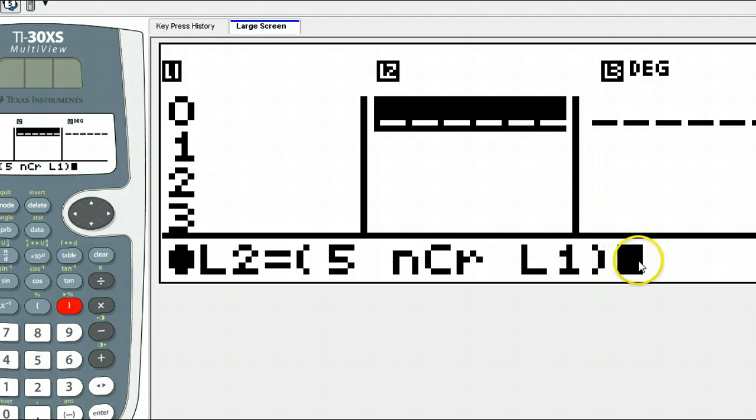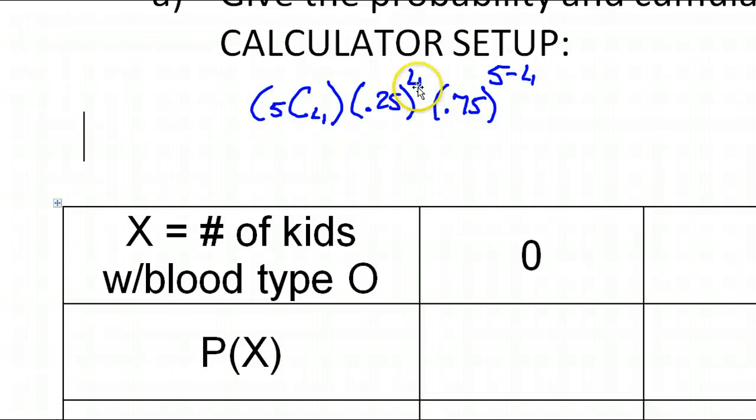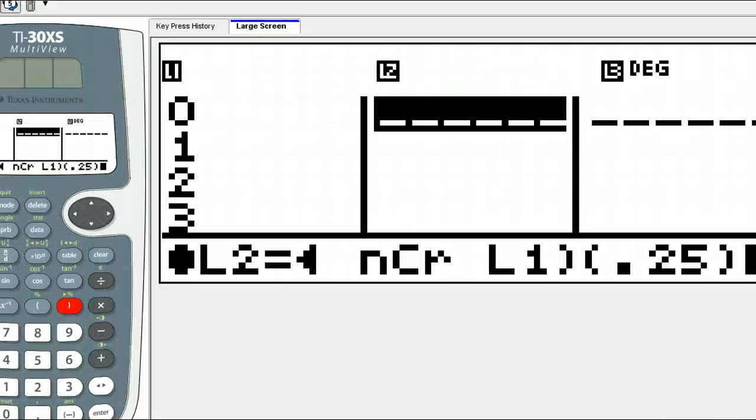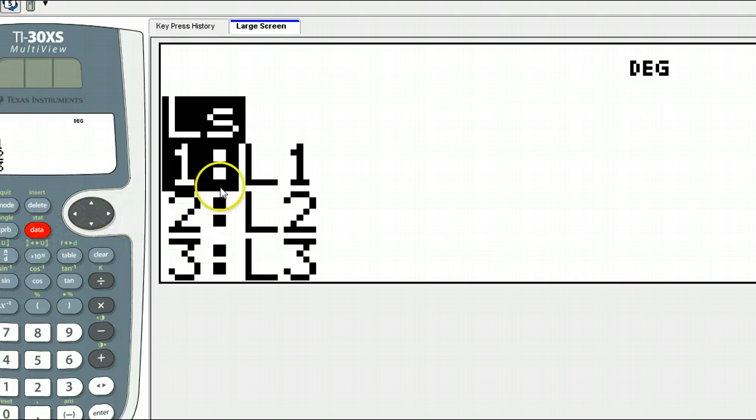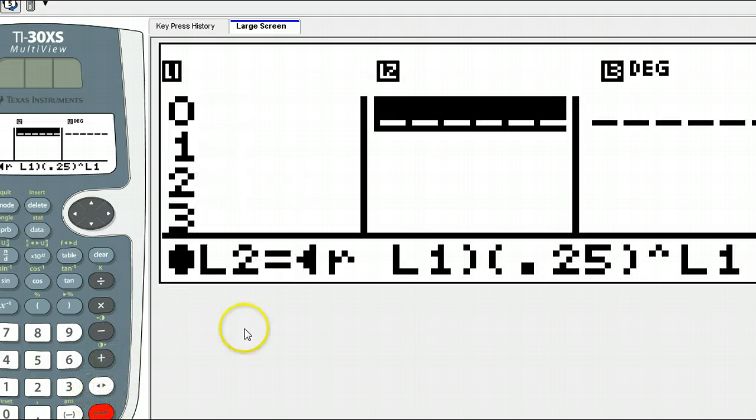Now we need our probability of success and our probability of failure. Probability of success was 0.25, remember, and we're going to do that to the L1 power. Okay, so I'm going to go caret L1. So again, I hit data and choose L1. Okay, so there's my L1 for the probability of success.